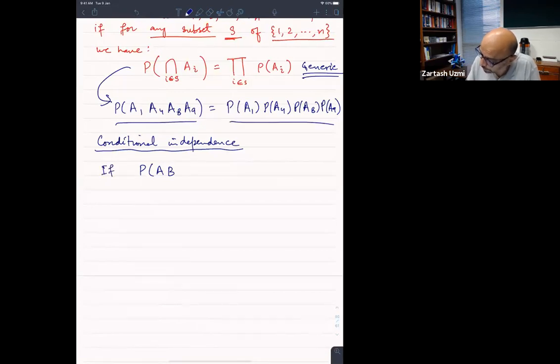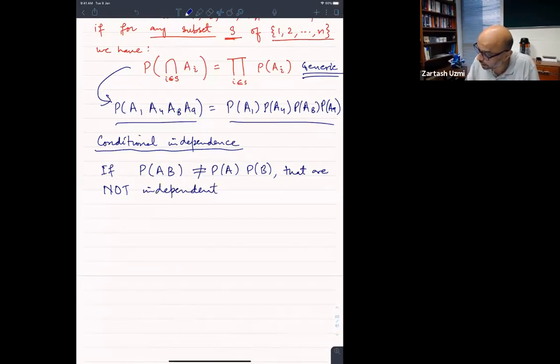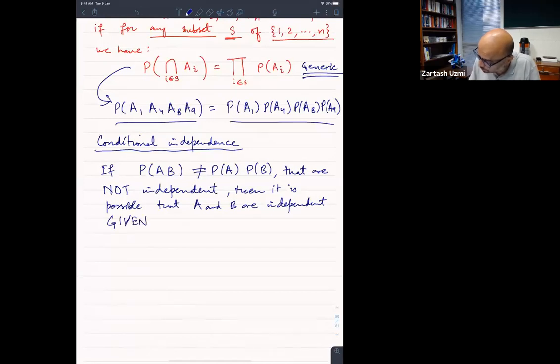If probability of A and B is not equal to probability of A times probability of B, then they are not independent, which means that they are dependent. If they are not independent, then it is possible that A and B are independent given another event C. कोई एक C अब आपको दिया हो, conditional independence हो जाएगी.